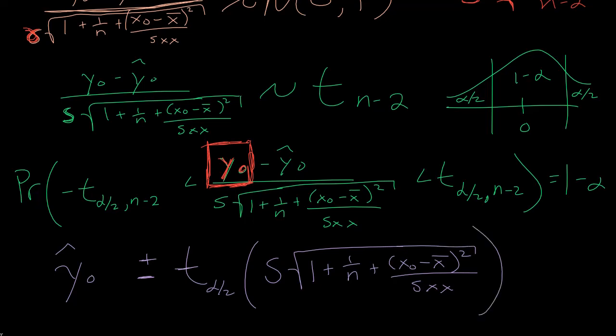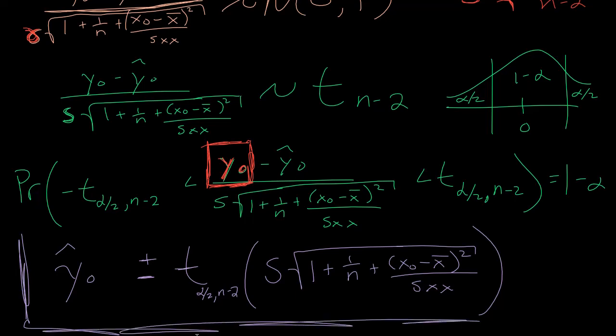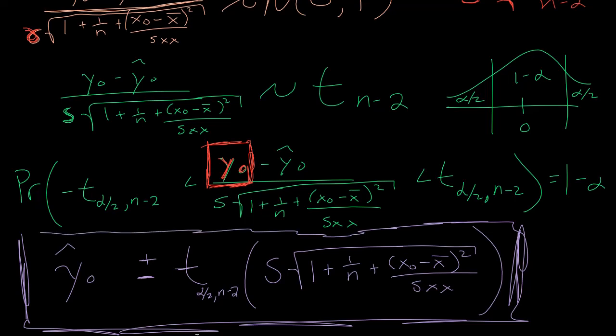And we also usually write both t alpha divided by 2, and then the degrees of freedom, n minus 2. Okay, so this is my prediction interval.